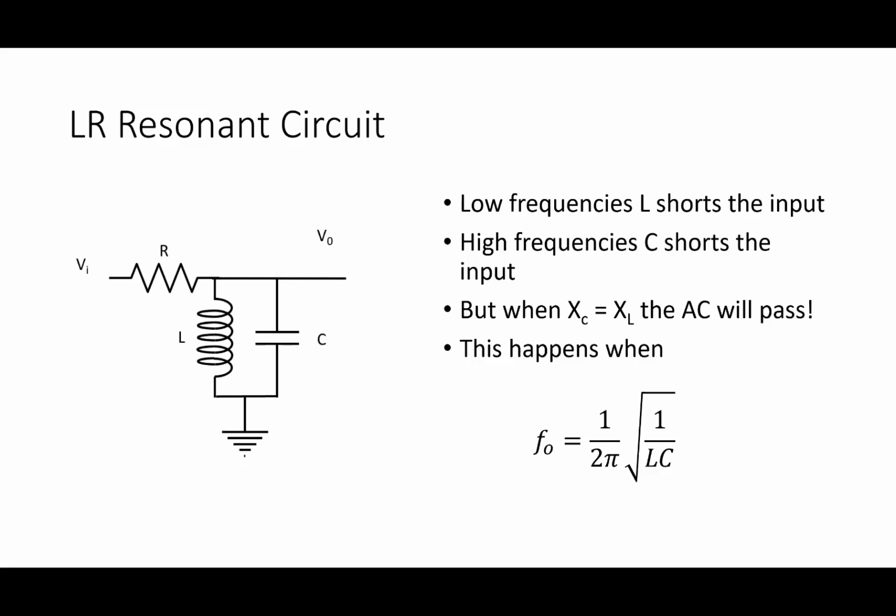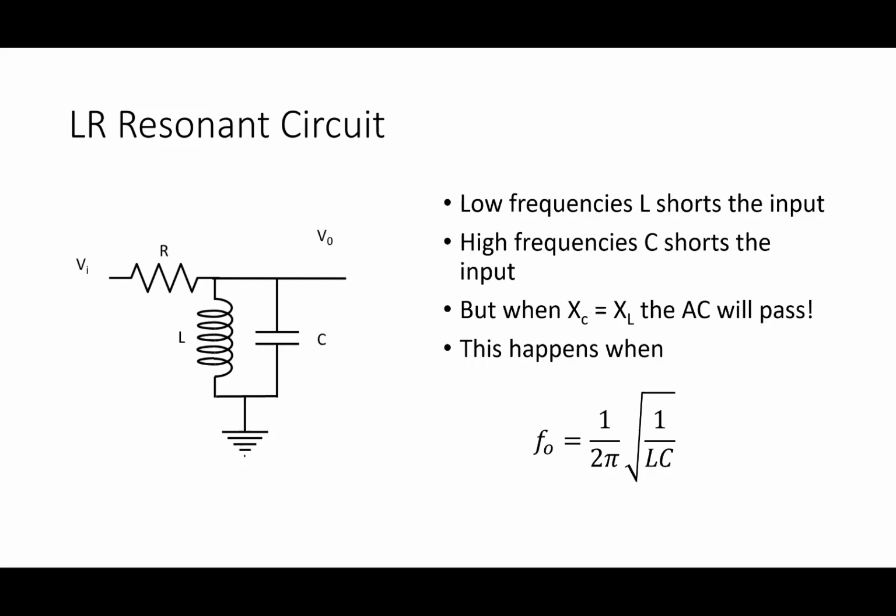So there is a magic point where the L and C both have some value of reactance other than 0, and just exactly cancel out one another. That happens when the reactance of the capacitance equals the reactance of the inductance. In other words, 1 over omega C equals omega L. And then if we solve that for the frequency at which this happens, we get this result, that the resonant frequency of this circuit is 1 over 2 pi times the square root of 1 over LC.